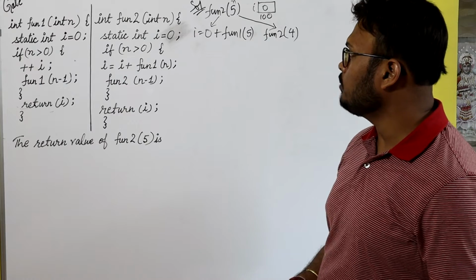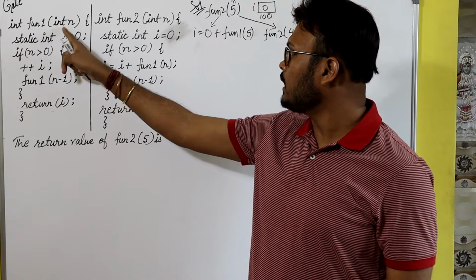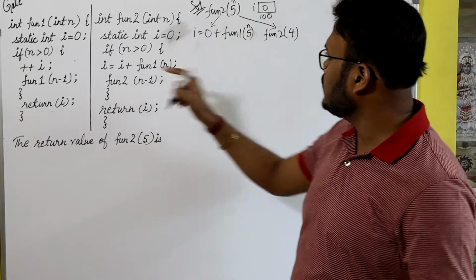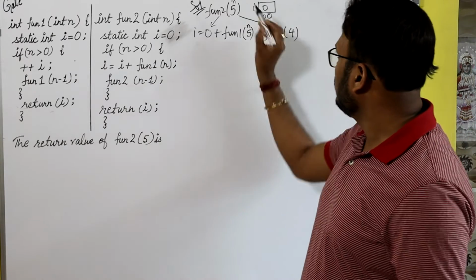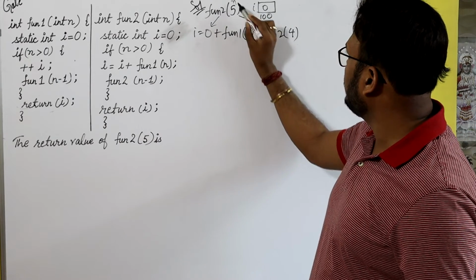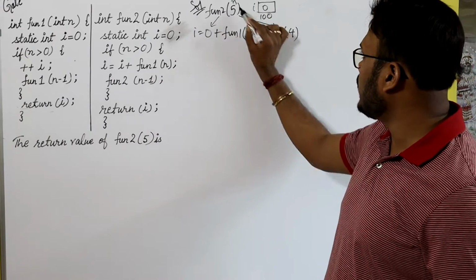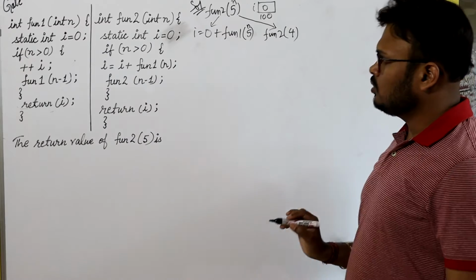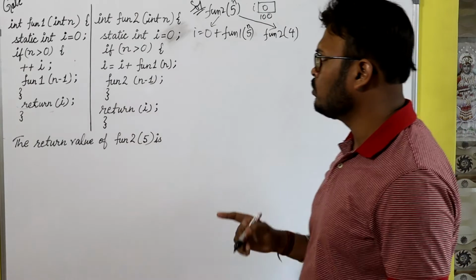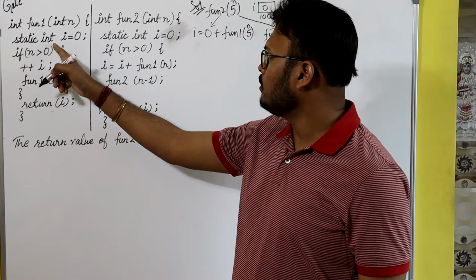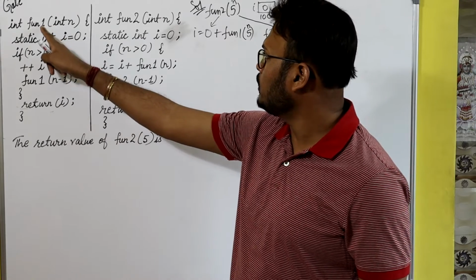So let's move to the definition part of fun1, and you see here in the definition part the local variable is n, whose value will be 5. So you see this n and this n are both different. This n is local to this function and this n is local to this function. It means both these n have separate addresses. Let's not talk about the address part now, it might not be required in this question. So it has a static variable I. This is the static variable for this function fun1.